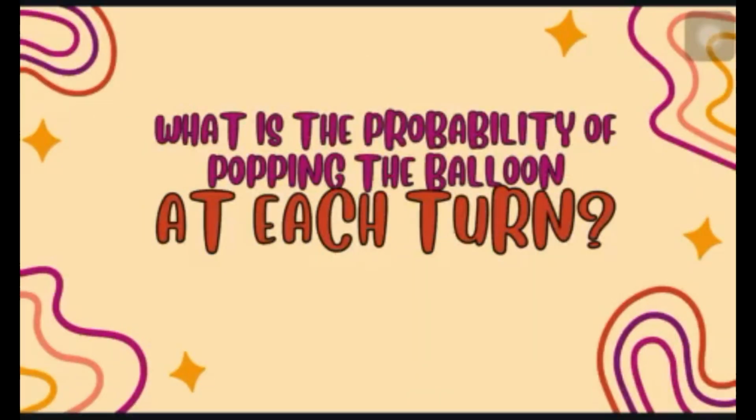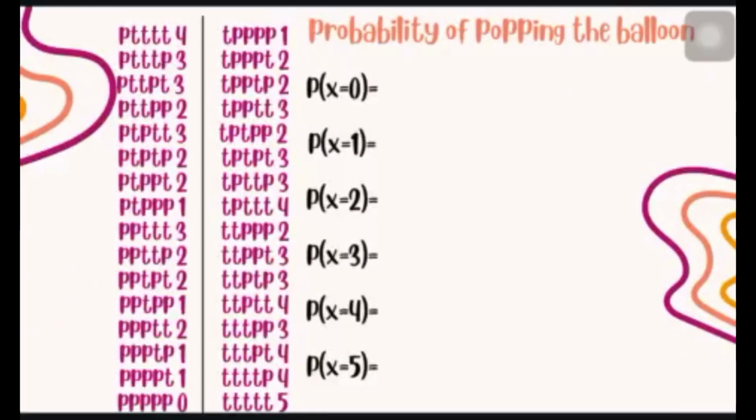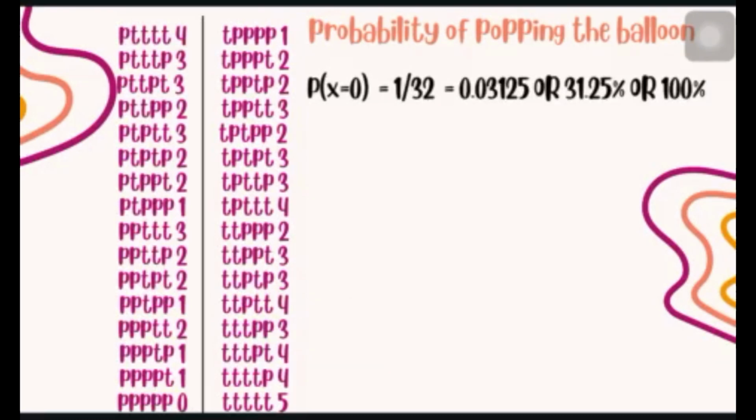So for our next game, we will find the probability of popping the balloon at each turn. P equals number of persons playing, T equals number of turns per person. So just like the second game, we will input it into P of x equals 0, P of x equals 1, P of x equals 2, P of x equals 3, P of x equals 4, P of x equals 5. So since there is only one 0 within all the 32 sets, it will be P of x equals 0 equals 1 over 32 equals 0.03125 or 3.125%.